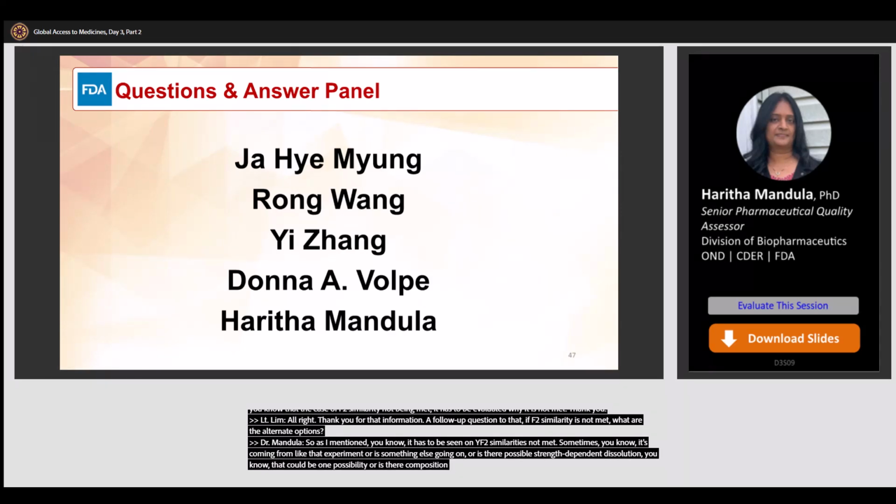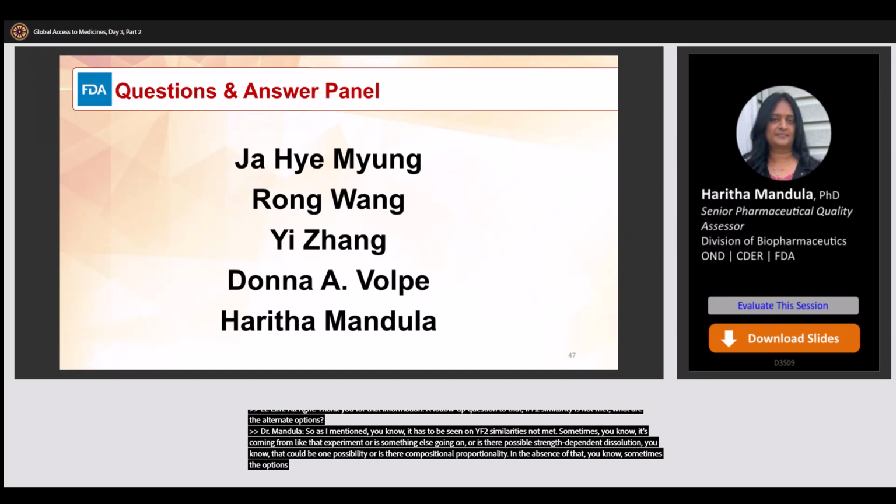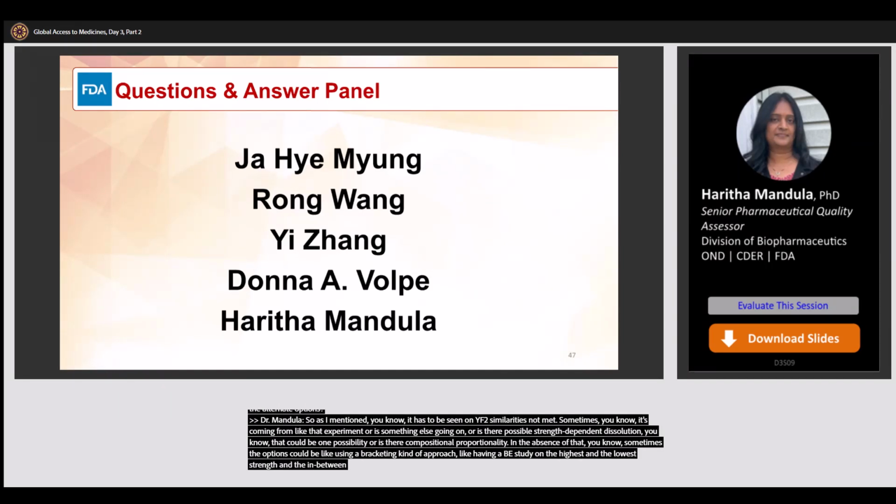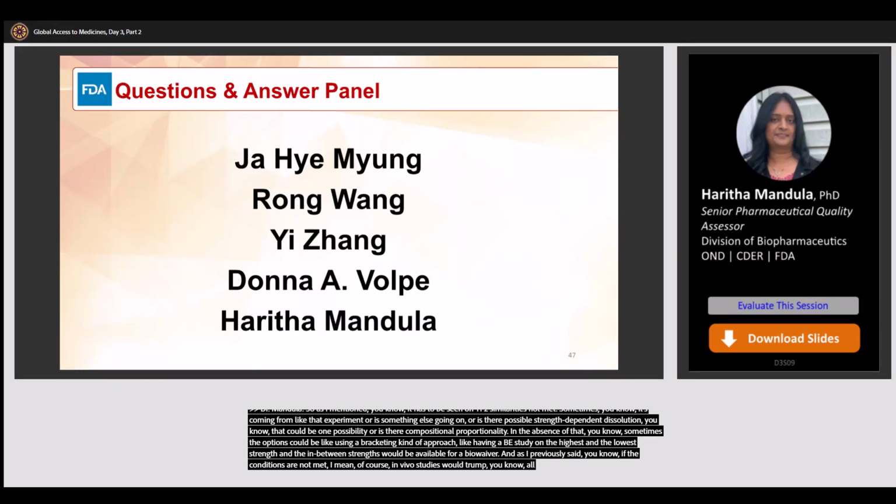In the absence of that, sometimes the options could be using a bracketing kind of approach, like having a BE study on the highest and the lowest strength, and the in-between strengths would be eligible for a biowaiver. And as I previously said, if the conditions are not met, of course, in vivo studies would trump all these situations. Are there dose proportionality studies conducted in vivo? So, some of the scenarios could be in this regard.